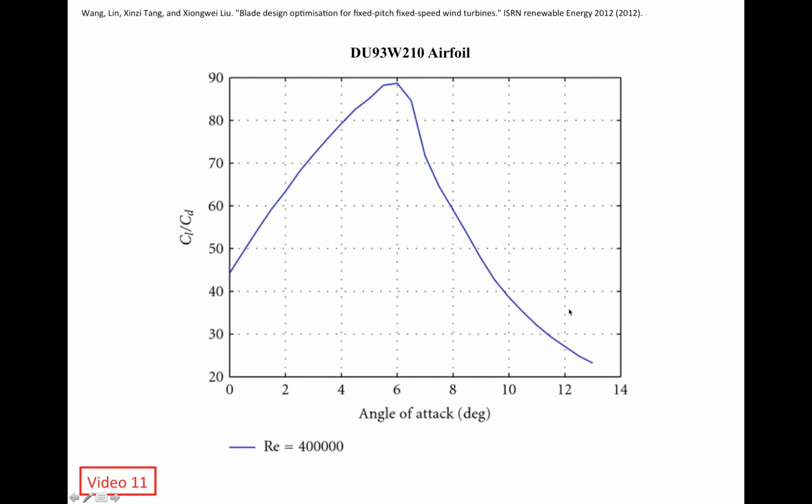So the optimal angle of attack is picked where CL over CD is the maximum. For this particular airfoil, the optimal angle of attack is like 6 degrees or something. Sometimes this kind of curve is plotted as CD over CL instead of CL over CD. If that's the case, you would like to find the angle of attack which gives you the minimum of CD over CL, which gives you the least amount of drag, basically. So that's how we found the optimal angle of attack.